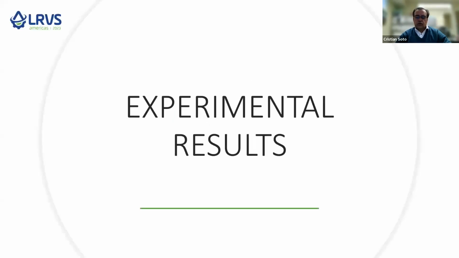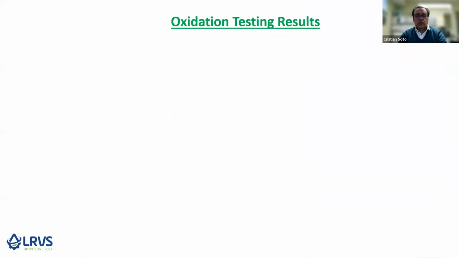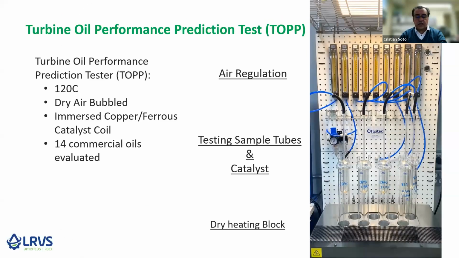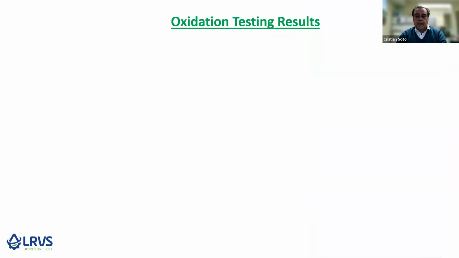All right, so some experimental results that then will be followed with some insights and conclusions. TOST basically is an accelerated test where there is use of a catalyst and air is bubbled through the lubricant at 120 degrees C. In our examples here, we will be looking at the results after testing 14 commercial oils, which I believe is a good number. We've done many more, but this is a good number to get to some conclusions.